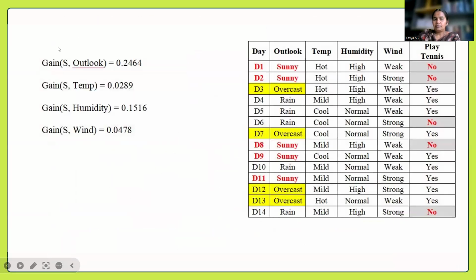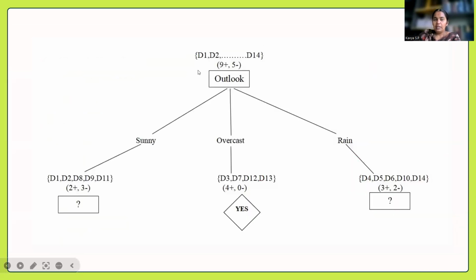Now, moving on to the information gain which we have assessed with this given raw data: the gain for the outlook variable is 0.2464, temperature it is 0.0289, humidity it is 0.1516, and for wind it is 0.04. So among all these, the one which has the highest information gain is none other than the outlook. From the given example, I can categorize this outlook in three possible ways, that is sunny day, overcast day, and rainy day.